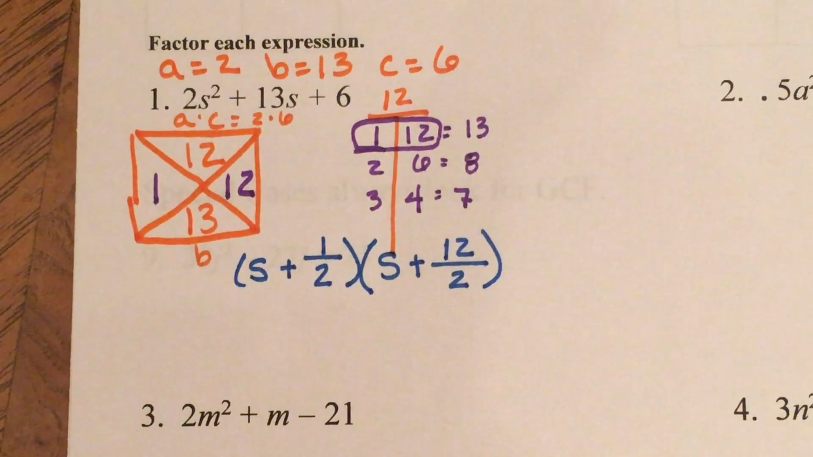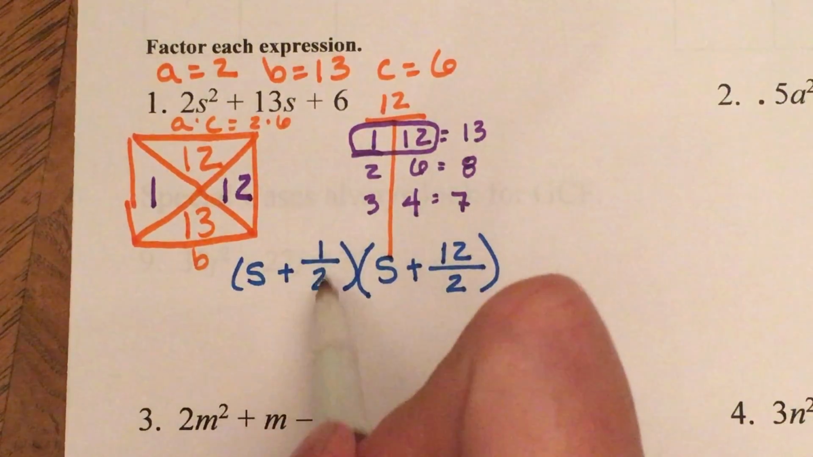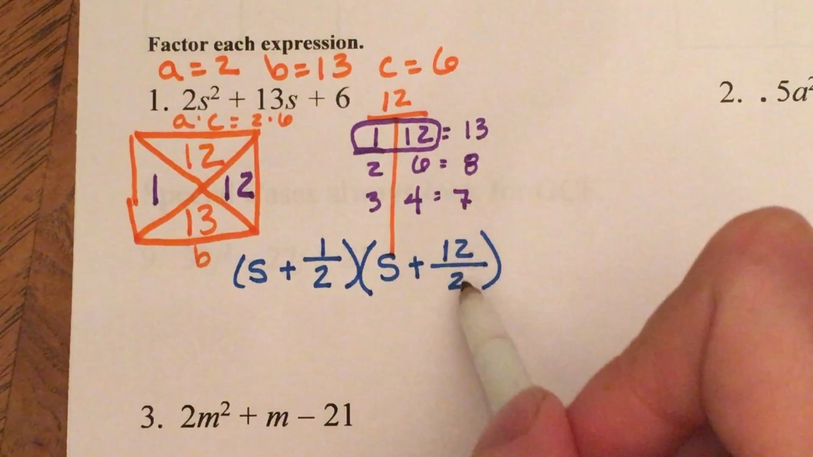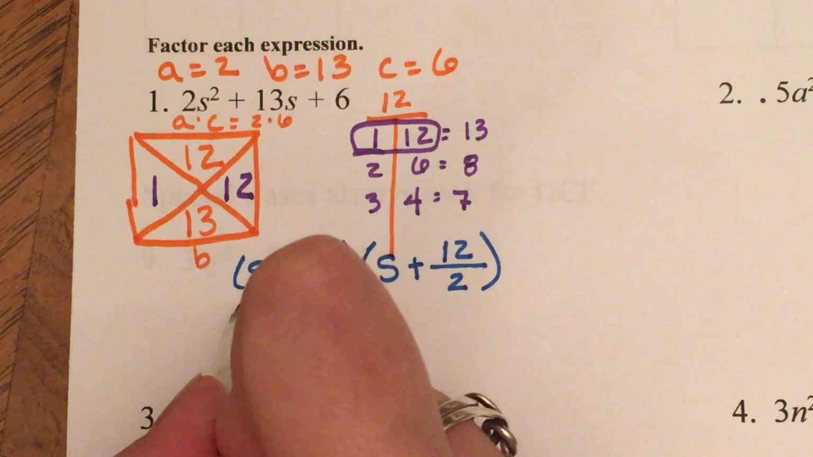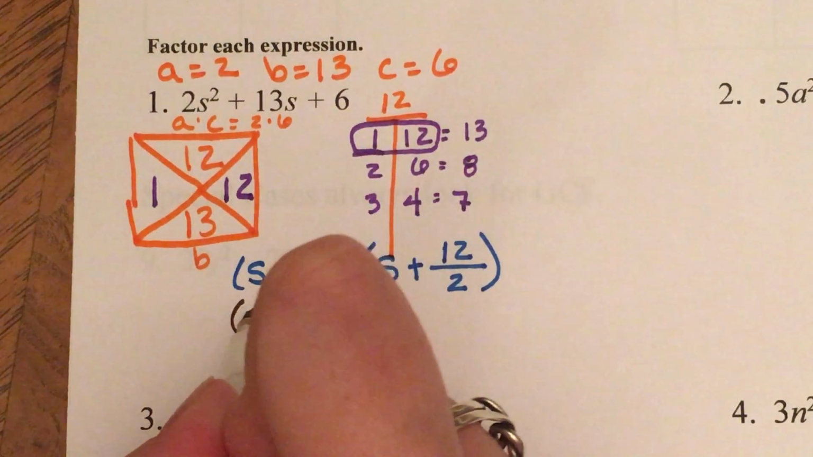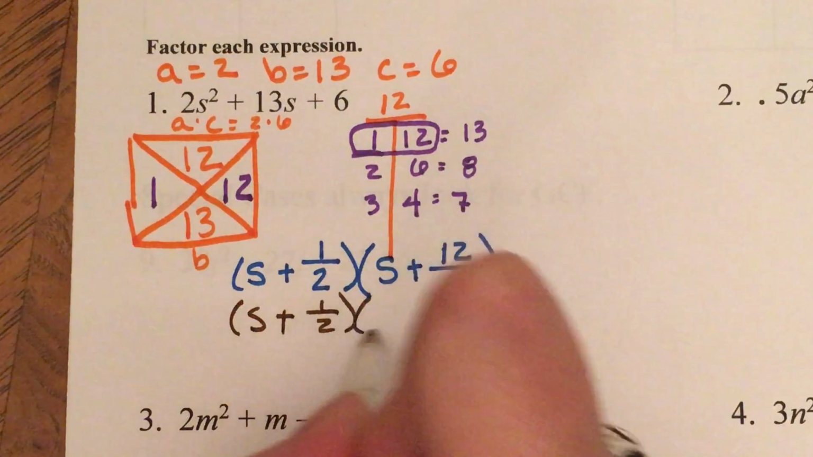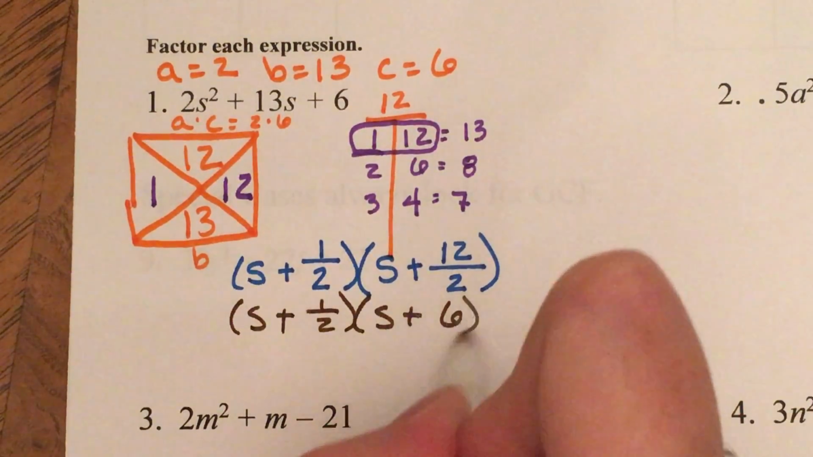Alrighty. So like we set up in the note at the very top of the paper, if you can reduce it, do so. Can 1/2 be reduced? No. Can 12 over 2 be reduced? You bet. So we're going to be careful with our handwriting. S plus 1/2, that can't be reduced, times S plus 6.